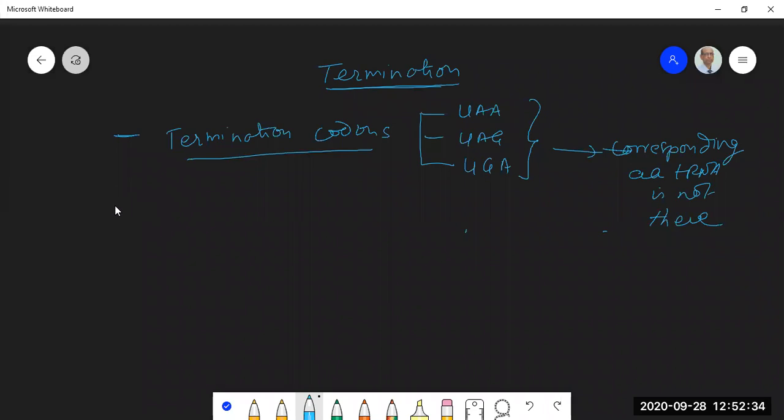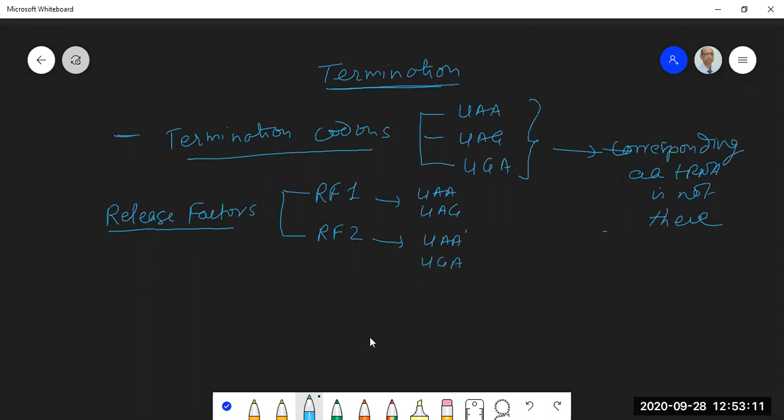Rather, these codons are recognized by what are called release factors. There are two types of release factors, called RF1 and RF2. RF stands for release factor. Release factor 1 recognizes codons UAA and UAG, whereas release factor 2 recognizes codons UAA and UGA.